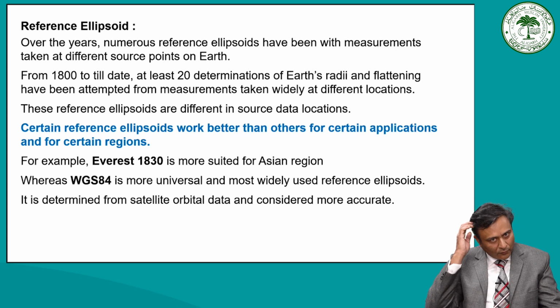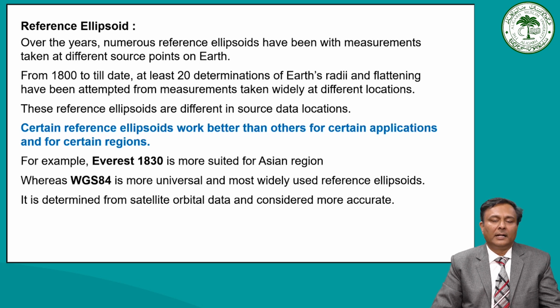Over the years numerous reference ellipsoids have been developed with measurements taken at different source points on the Earth. At least more than 20 determinations of Earth's radii and flattening have been attempted from measurements taken widely at different locations for specific purposes. These reference ellipsoids are different in source data locations. Certain reference ellipsoids work better than others for certain applications and also for certain regions. So they are application specific as well as region specific.